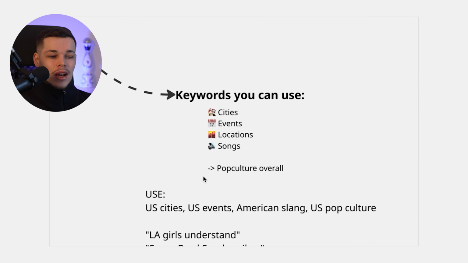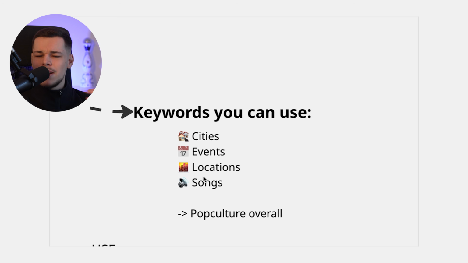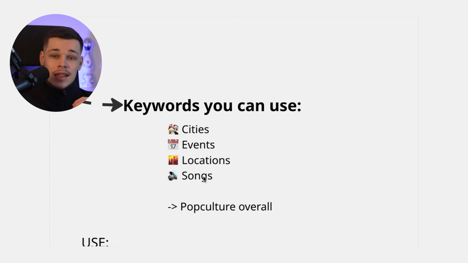Obviously, next up, we have the keywords you can use. And this is where it gets a little bit more technical, but stick with me because this is what nobody talks about, right? Cities, events, locations, songs, overall American pop culture. So what Instagram does is they look at your video, like the video itself, the text in the video, the caption, right? The hashtags, the comments, and they're going to screen for which words are certain buzzwords that rank in certain countries, in certain audience groups. I can give you an example.